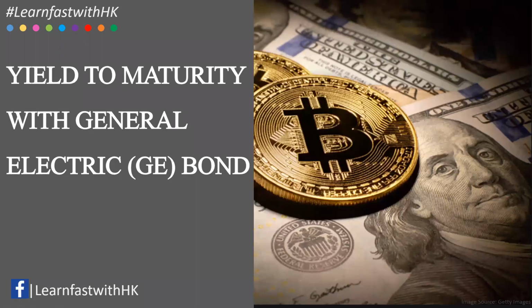Today we are going to understand yield to maturity with real life examples. And the examples that I'm going to take will belong to a company called General Electric. So we are going to use the General Electric bond, which is trading in the market at around 102 Mexican peso. And we are going to calculate the yield to maturity for that bond. And I'm going to take you through the different attributes of that bond and how that bond looks when it trades in the market. So let's go ahead.